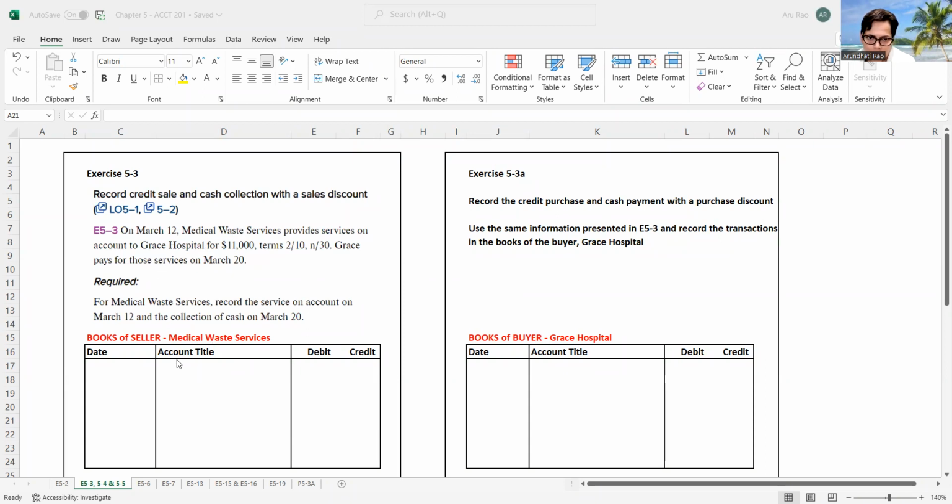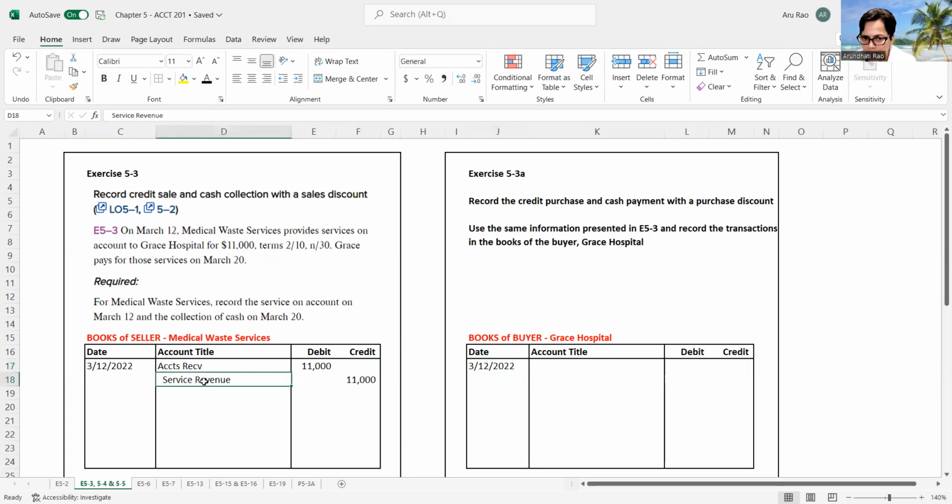So let's break down the information over here. Medical Waste Services is the provider of the services, so they are the seller. Grace Hospital is purchasing the service, therefore they are the buyer. So we'll do the journal entry in both the buyer's and the seller's books for the same transaction. In the books of the seller, the journal entry on the date of the sale is accounts receivable debit and service revenue credit. They have provided the services, and those services are worth $11,000, and that's what they have billed their client for.